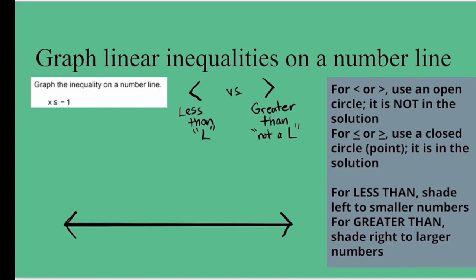So this equation says graph the inequality on a number line: x is less than or equal to -1. The way I like to graph this is I always like to put the number 0 somewhere on my number line. If I'm graphing numbers that are less than -1, I'm definitely going to need to use that in here somewhere.